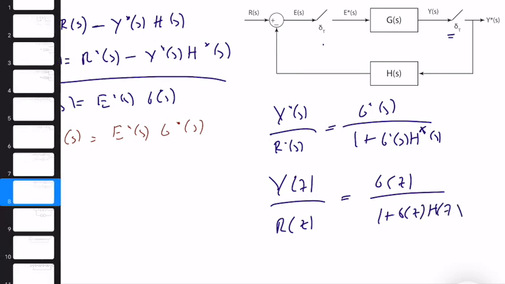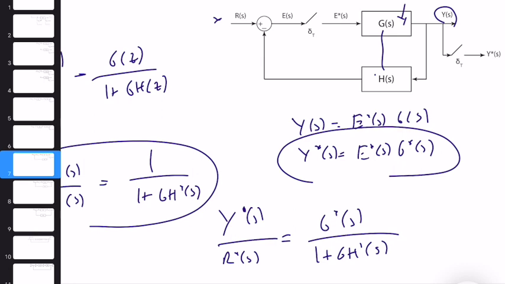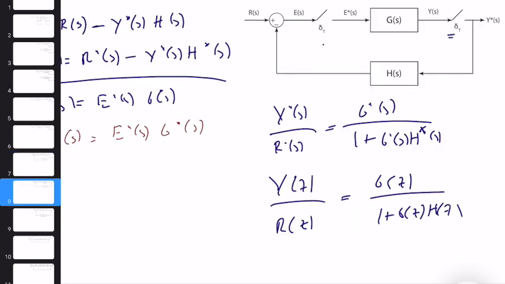So different from the previous system, where you cannot separate G and H for the denominator, because we have a sampling inside the loop, extra sampling inside the loop, we can now separate G and H when computing the transfer function. Okay, so that's all I want to talk about today, and all the concept of pulse transfer function.